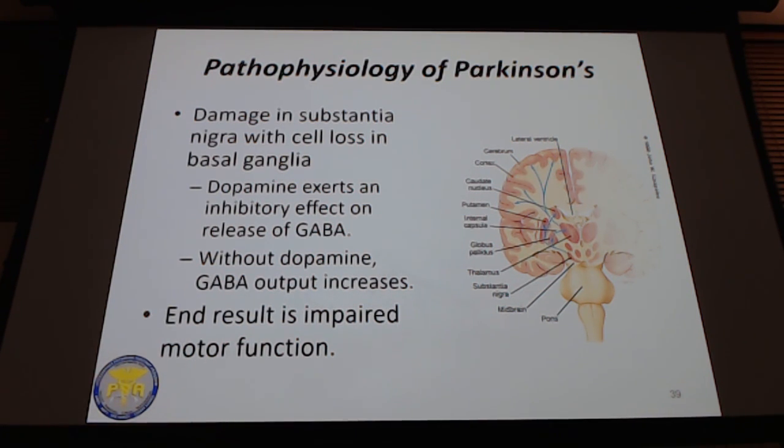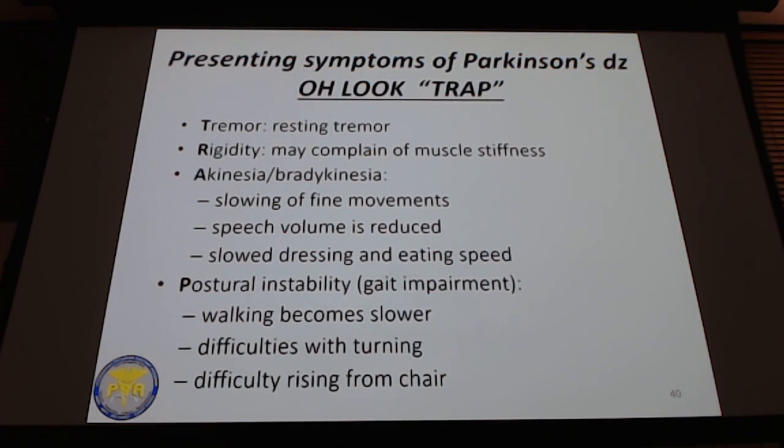But pathophys, I'd say it's important to know this, so you can put a star there. This is damage in the substantia nigra with cell loss of the basal ganglia. We talked basal ganglia in the beginning. Dopamine is going to exert an inhibitory effect on the release of GABA. Without dopamine, GABA outputs increase. So now we've got too much inhibition, right? That's that slow movement, bradykinesia. They kind of look like they're stuck in quicksand. So too much inhibition is impaired motor function.